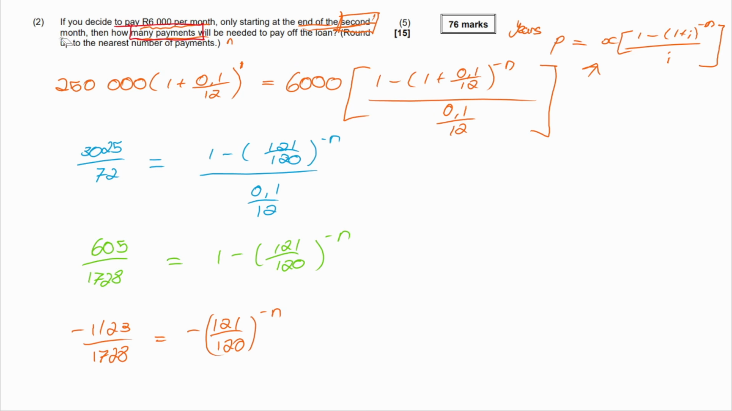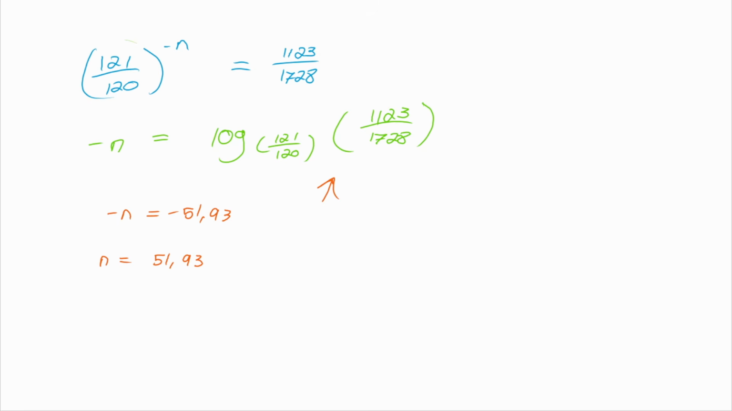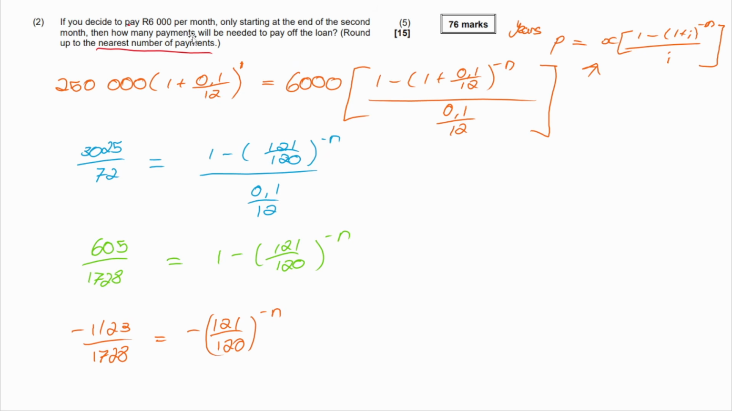It says we need to round up to the nearest number of payments. Okay, to the nearest number of payments. So what we're going to say then is, therefore, the number of payments is 52, or essentially 52 months, because we're making these payments every month, per month.